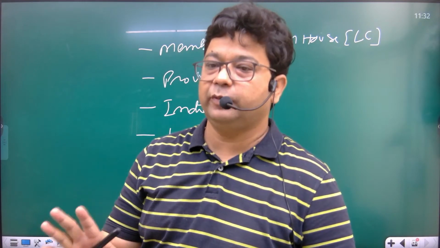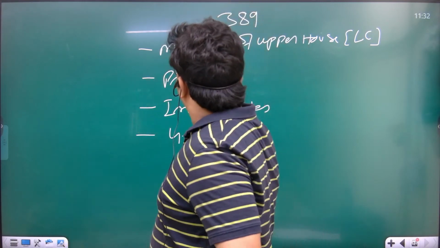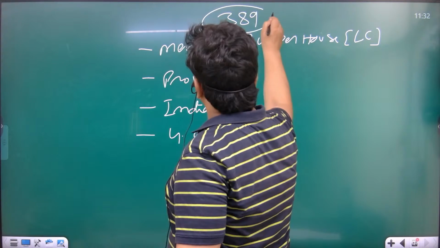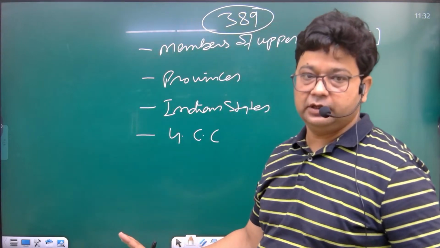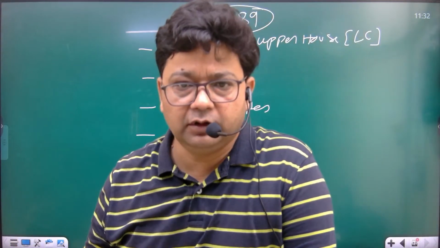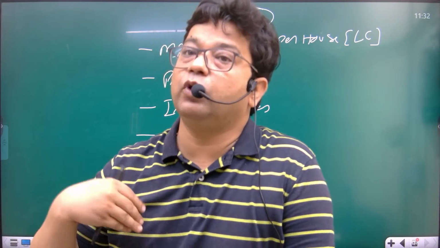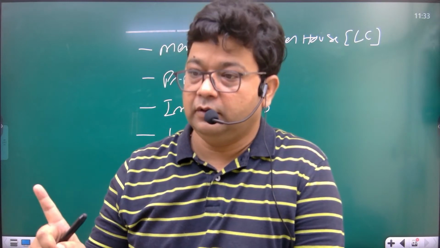What was the arrangement for the provinces? How is the division of these total number of seats? Is there a division? Right. So what was the division?